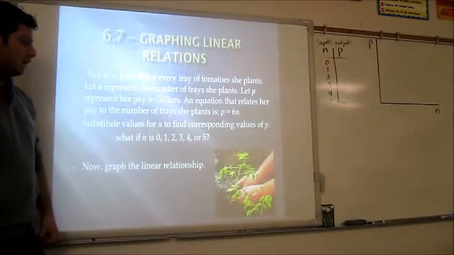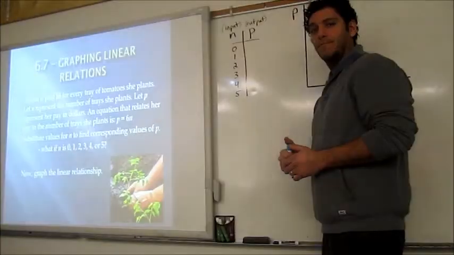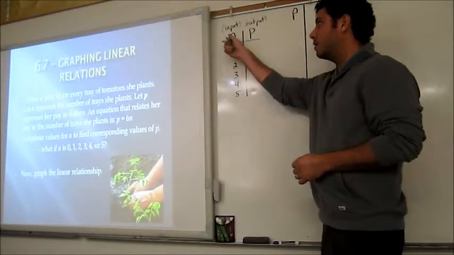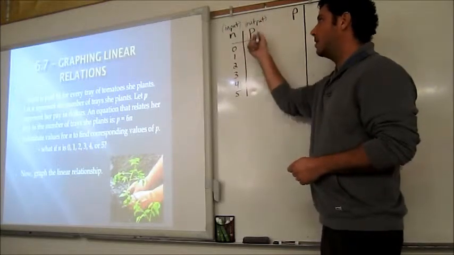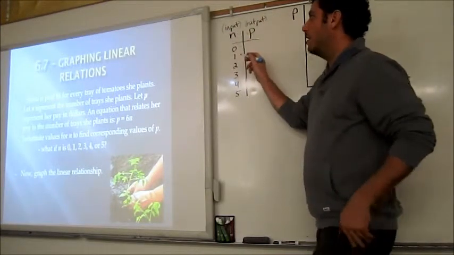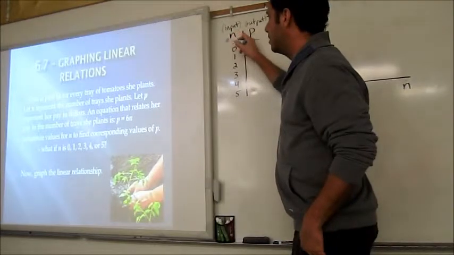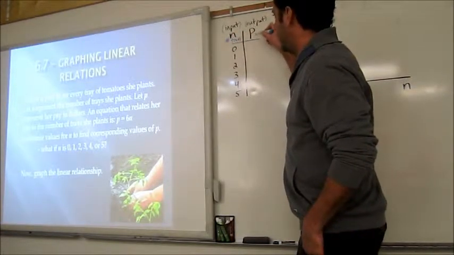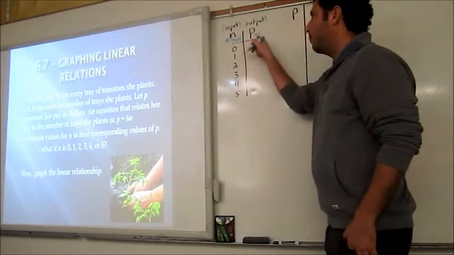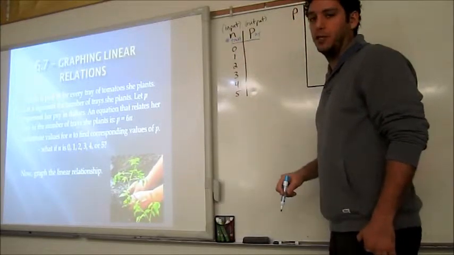Substitute values for N to find corresponding values of P. What if N is 0, 1, 2, 3, 4, or 5? Now graph the linear relationship. Here's a table of values with the letter N as the input column and the letter P as the output column. Now remember, N is the number of trees that Sylvia plants, and P is her pay. So her pay is dependent on the number of trees that she plants.